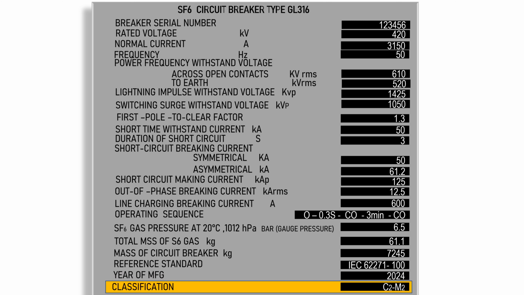Next, classification. M2 and C2. M stands for Mechanical Endurance Class. According to the international standard IEC, the M class is subdivided into two, M1 and M2. An M1 class circuit breaker will perform 2000 no load operations without any major maintenance. An M2 class circuit breaker will perform 10,000 no load operations without any major maintenance. So it is an extended mechanical endurance class. So the M2 class is better than the M1 class.